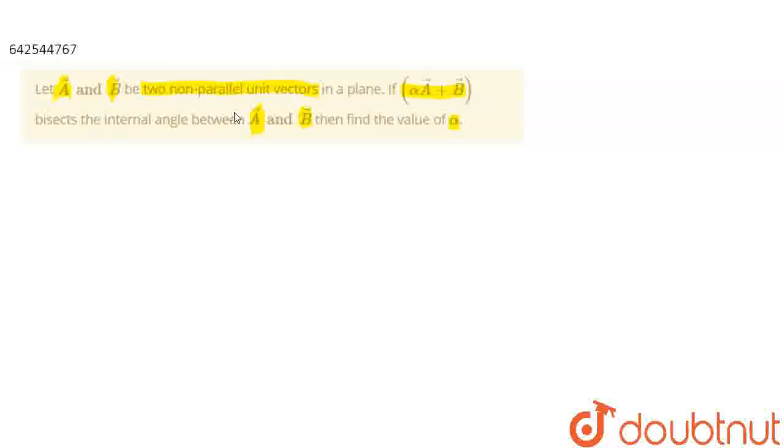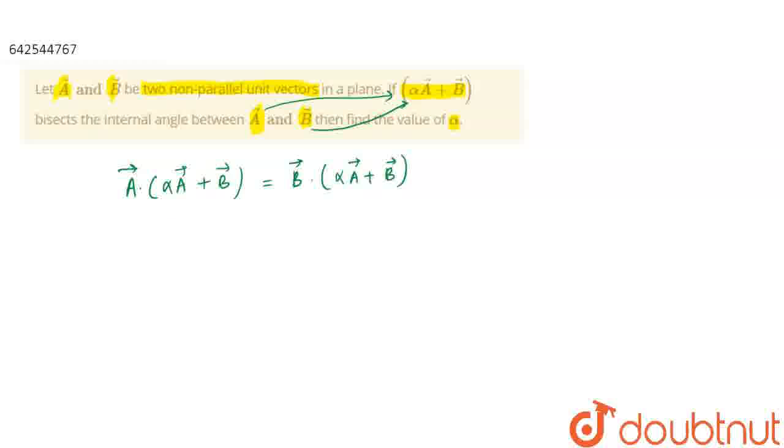So here it is given that alpha A vector plus B vector bisects the internal angle between A vector and B vector. That means the angle between them will be the same because it is bisecting it, and we have mod of A equals mod of B. So what we will have is the dot product of A vector dot alpha A vector plus B vector, I'm writing it down here: A vector dot alpha A vector plus B vector, okay, will be equal to the dot product of B vector dot alpha A vector plus B vector. Now let's solve the bracket.